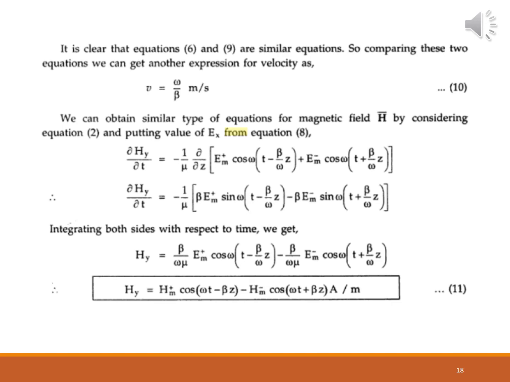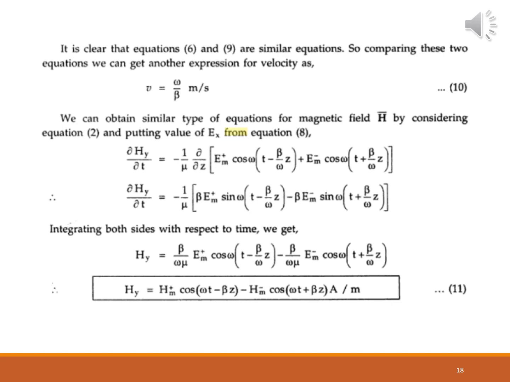When you compare equation 6, which is the wave equation expressed in terms of Ex, with equation 9, you're going to get an expression for the velocity. The velocity of wave propagation V is given as omega divided by beta meter per second. Beta is basically a phase constant, we'll be talking about this a little later, and omega, as I told you, is the angular frequency of the wave.